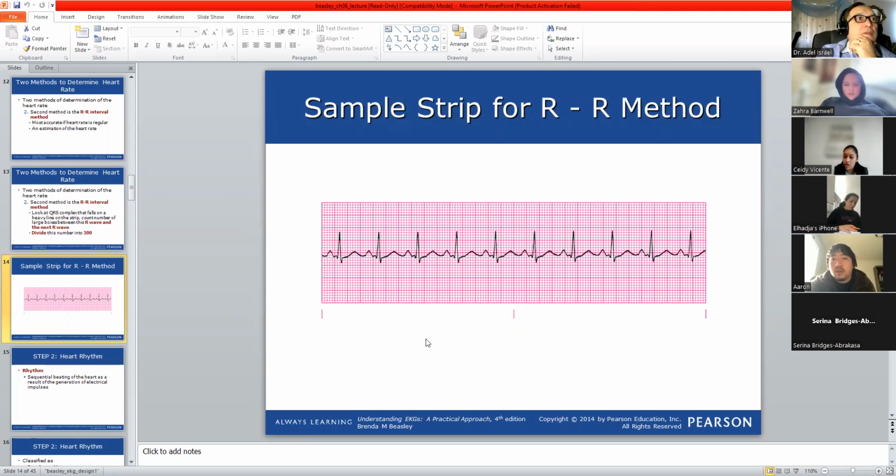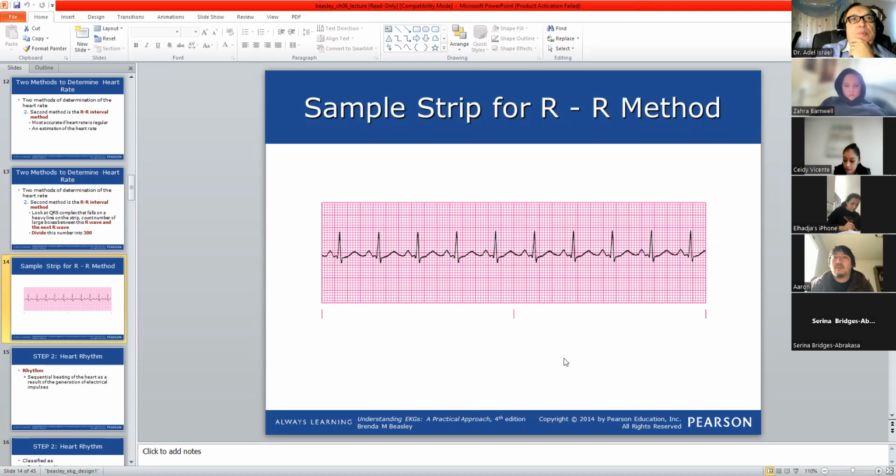Okay, how did you get it? I counted the QRSs. So there's 1, 2, 3, 4, 5, 6, 7, 8, 9, 10. I was going to use the other methods, but I can't see the boxes too well. Very good. So she counted the heart rate by the first 6-second method. She got 10 multiplied by 10 equals 100. So this is very good.